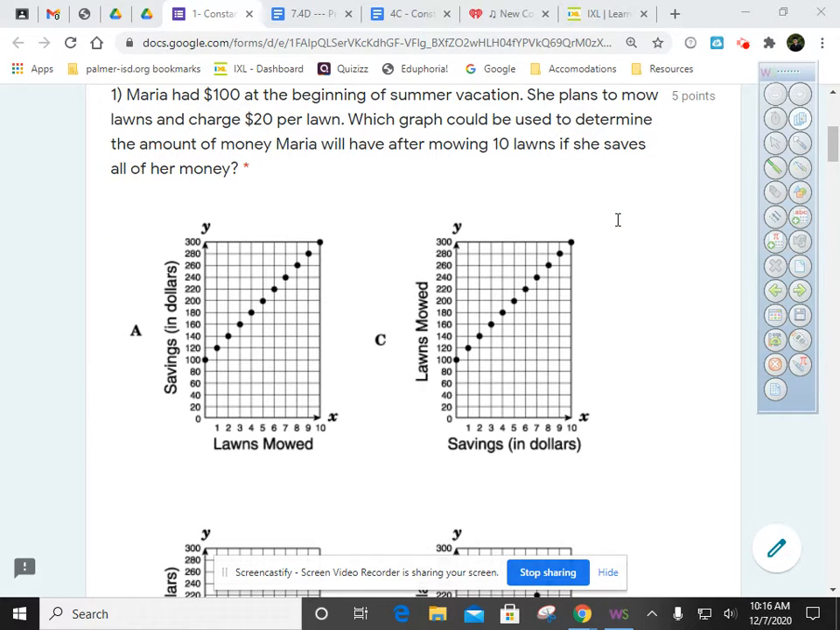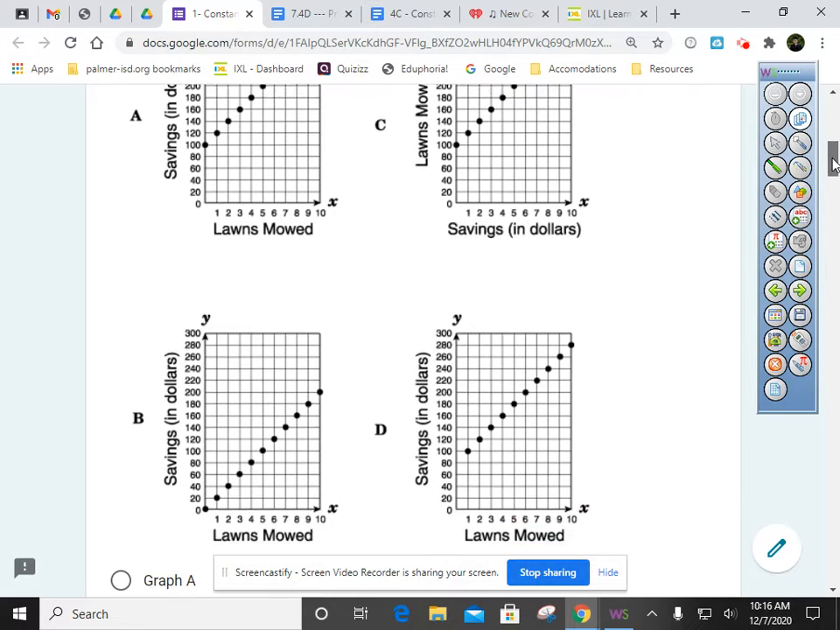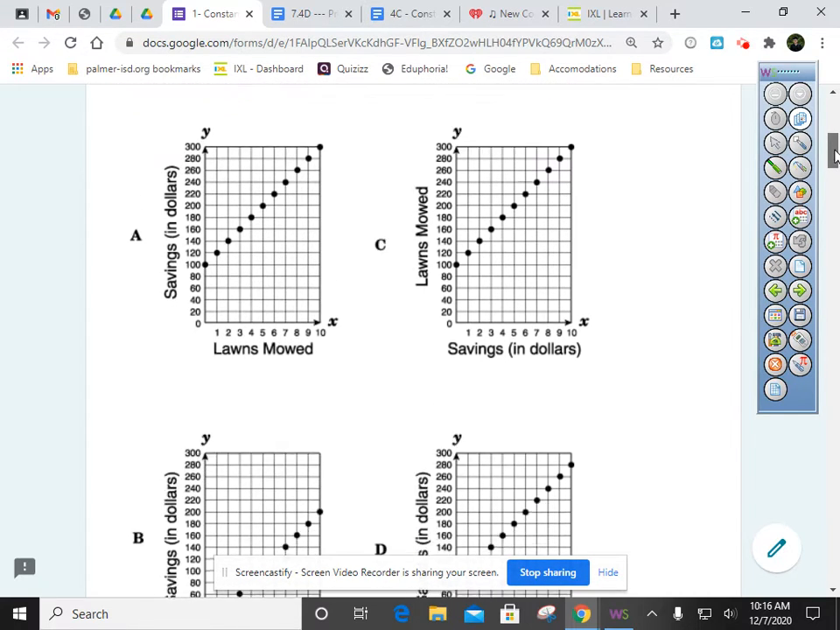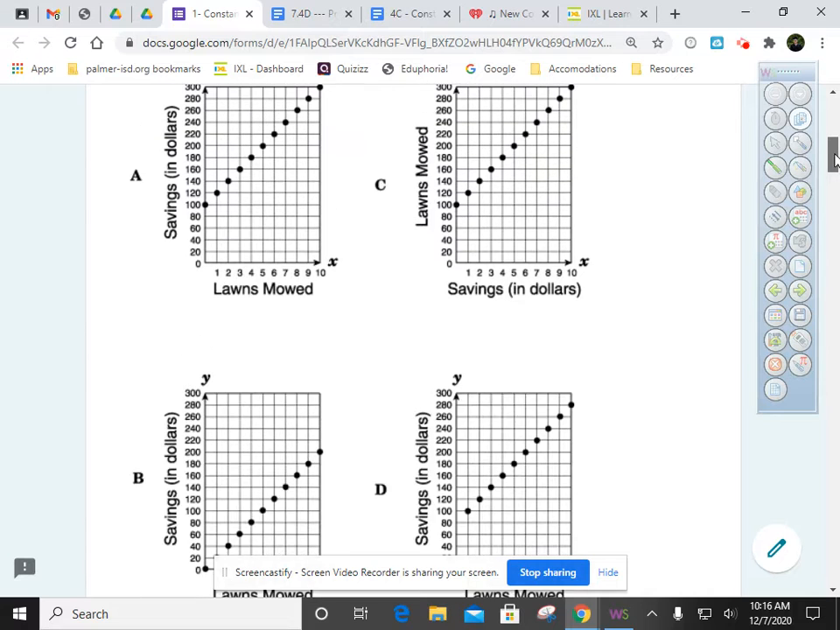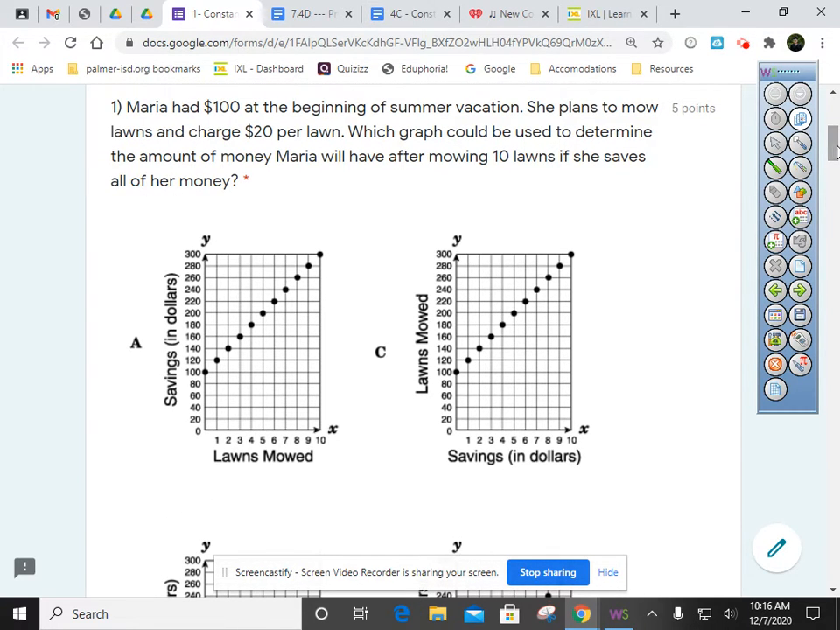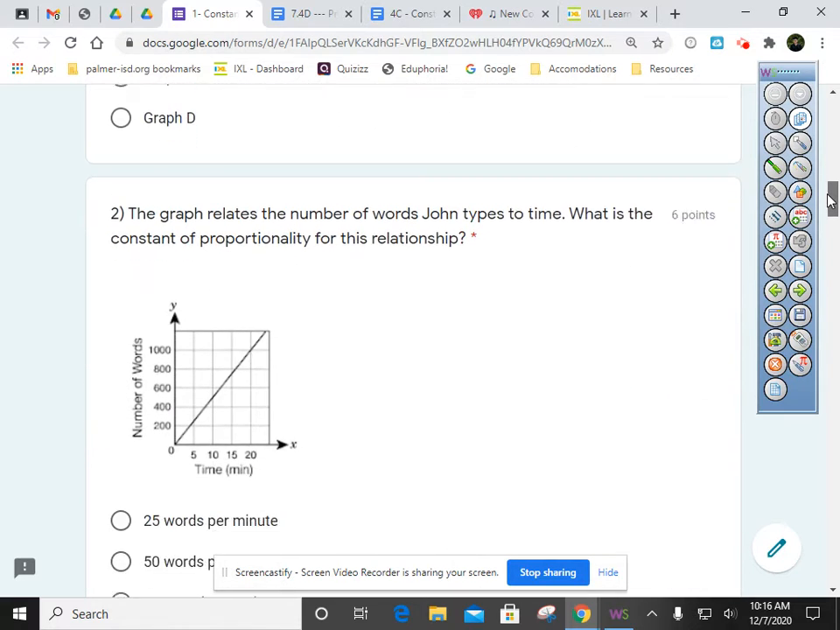Number one, Maria had $100 at the beginning of summer vacation. She plans to mow lawns and charge $20 per lawn. Which graph could be used to determine the amount of money Maria will have after mowing 10 lawns if she saves all of her money? So you got to check out the graphs, and they all have to start at 100. So it has to start at 100 on the y-axis. So that eliminates two of them. And then you've really just got to read the labels. Savings and lawns, lawns and savings. Just read the labels. It's asking which graph could be used to determine the amount of money Maria will have after mowing 10 lawns. If you need to pause the video, feel free to pause the video.